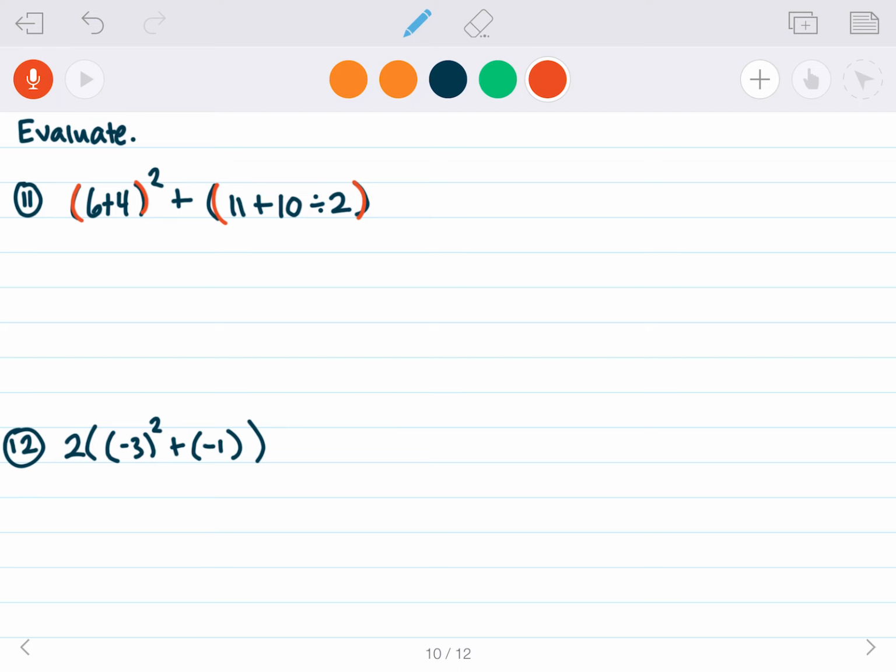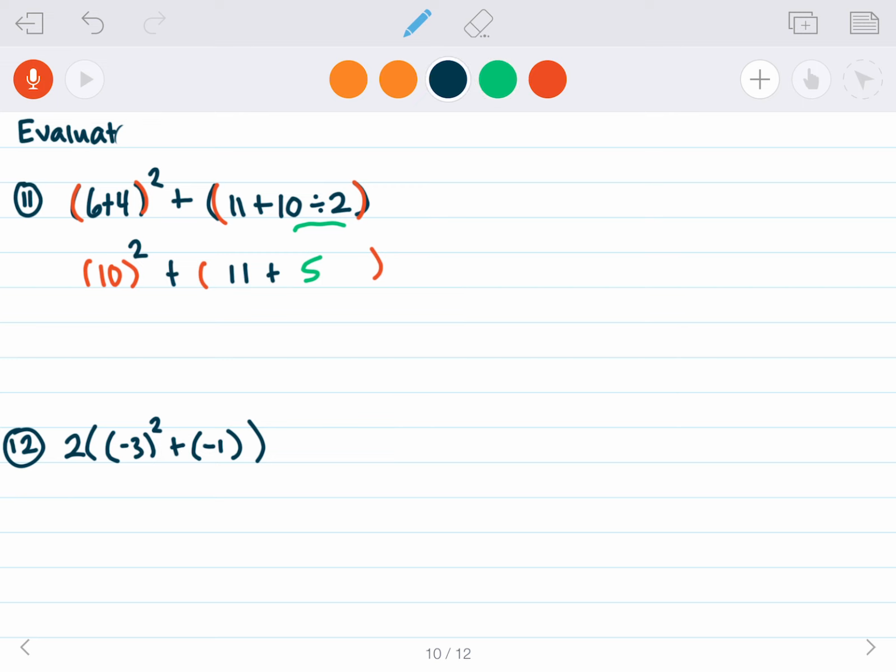So 6 and 4 make 10. So this becomes a 10 squared. And then if you have different operators, like addition and division, in a set of parentheses, you want to do PEMDAS within the parentheses. So the first thing I need to do is division. So 10 divided by 2 is going to be 5. So this carries down to be 11 plus 5. Okay, now I can do 11 plus 5, and that's going to be 16.